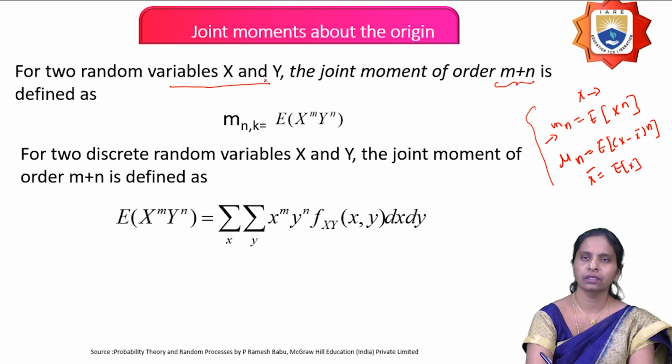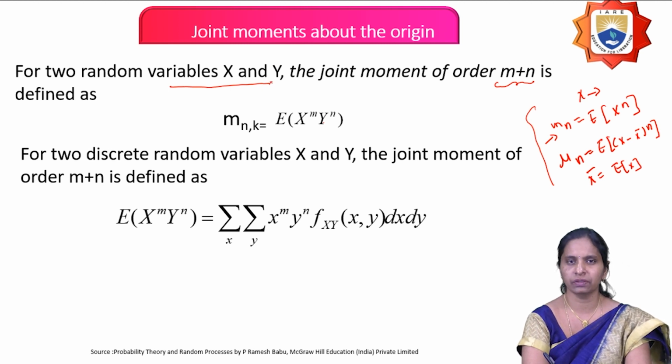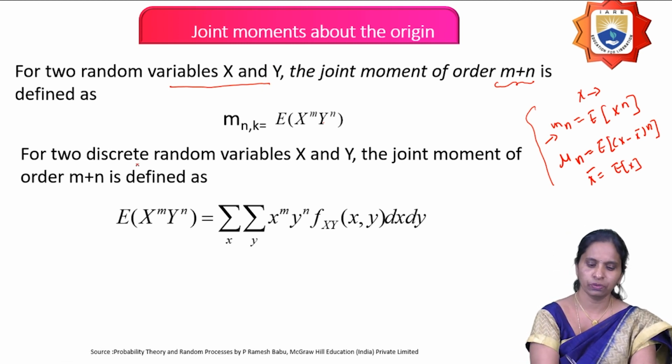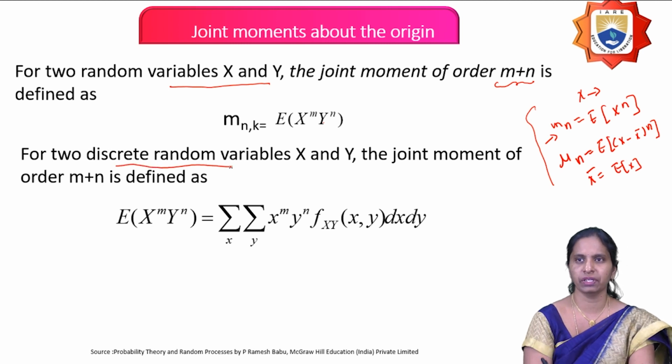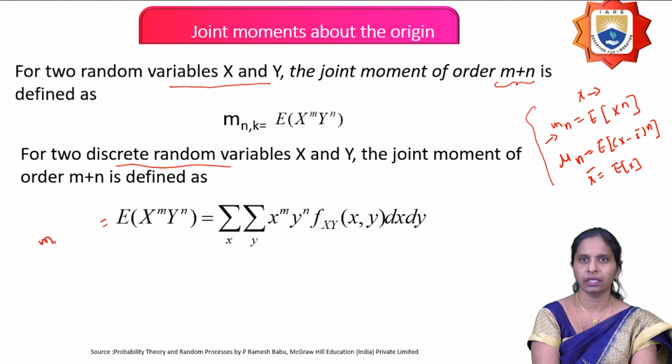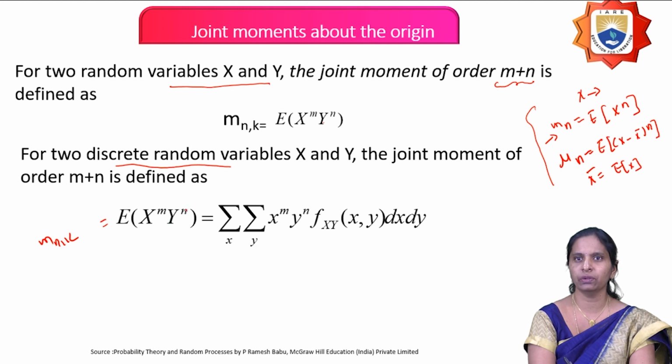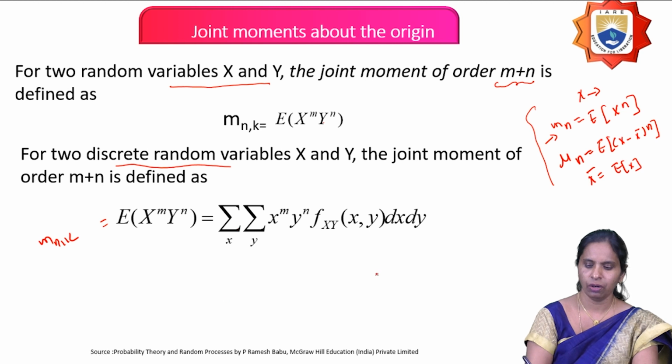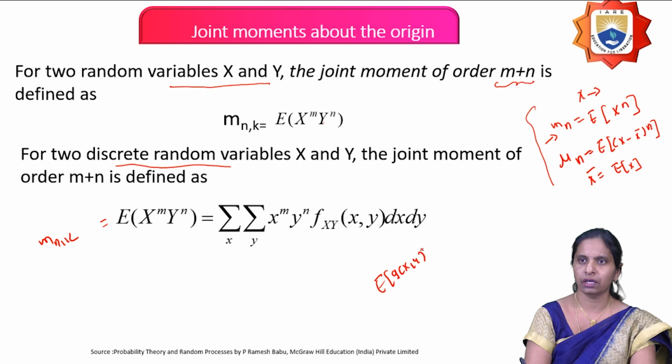Now we have seen the types of random variables are continuous random variables and discrete random variables. So for X and Y two discrete random variables, the joint moment about the origin of the order m plus n is defined as m suffix n comma k, equal to expectation of X power m into Y power n. Already we know the expectation of g of X comma Y, the expectation of the operation of multiple random variables.